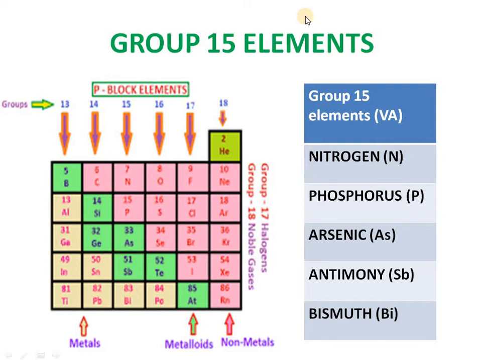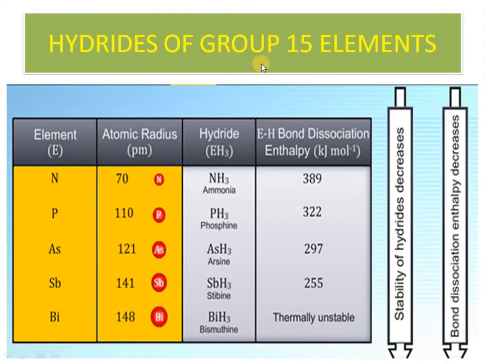Okay, next, we are going to discuss the hydrides. Hydride means hydrogen compounds with group 15 elements. Let us say nitrogen's valency is 3, hydrogen is 1, cross multiply: NH3. Similarly, phosphorus 3, H 1, cross multiply: PH3, then arsine, stibine, bismuthine.